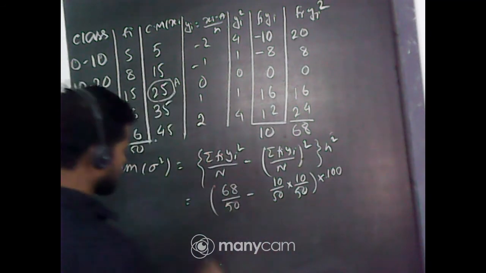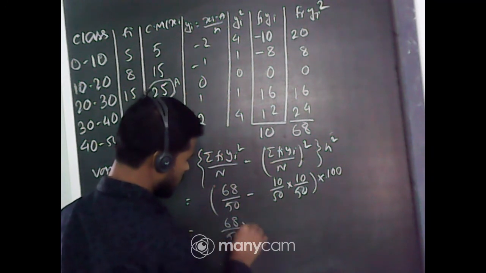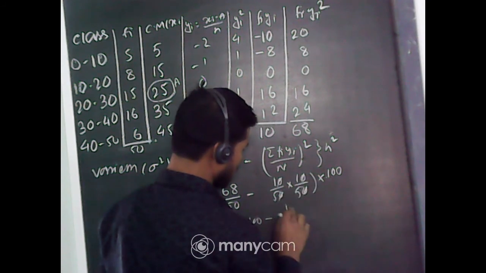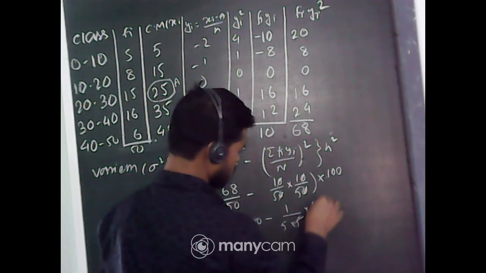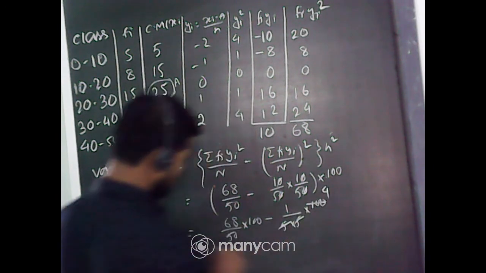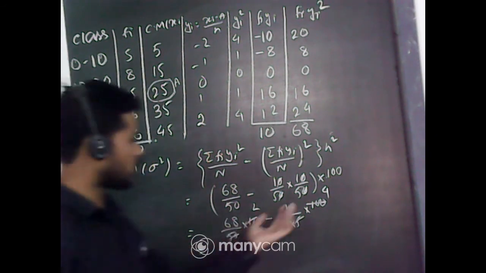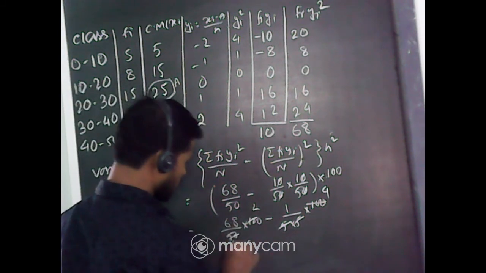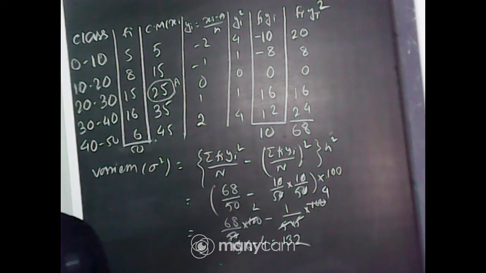Now multiply it. So it will be 68 by 50 into 100, minus 1 by 5 into 1 by 5 into 100, which is 4. So multiply 68 and 2 and then subtract 4 from it. 68 times 2 is 136, minus 4 is 132. So 132 is the variance of the given data.